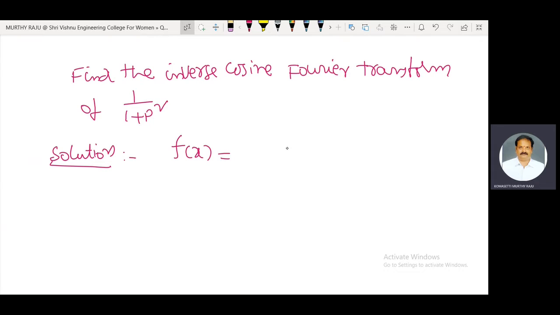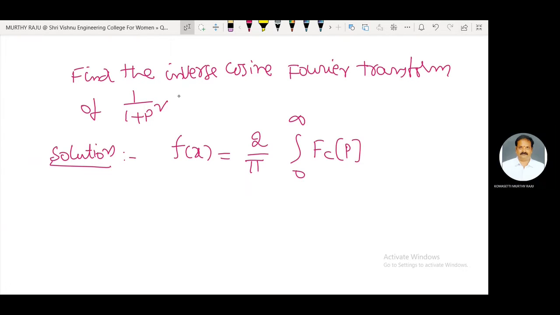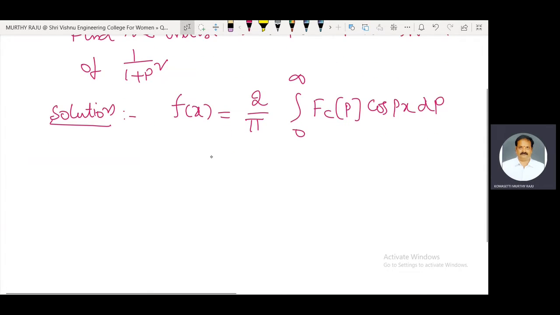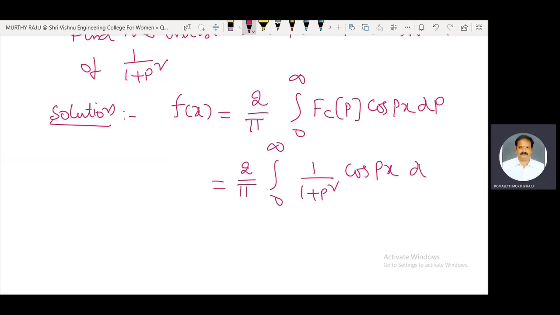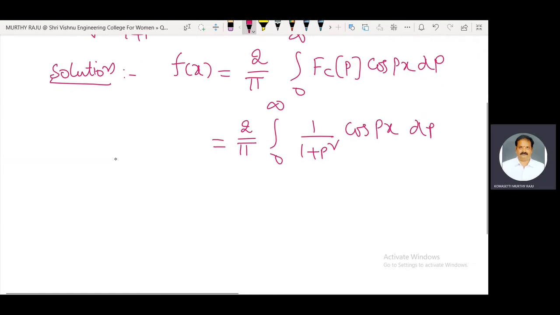The inverse Fourier transform formula is f of x is equal to 2 by pi integral 0 to infinity Fc of p cos px dp. Given Fc of p is 1 by 1 plus p square, that is equal to 2 by pi integral 0 to infinity 1 by 1 plus p square cos px dp. This is the f of x.